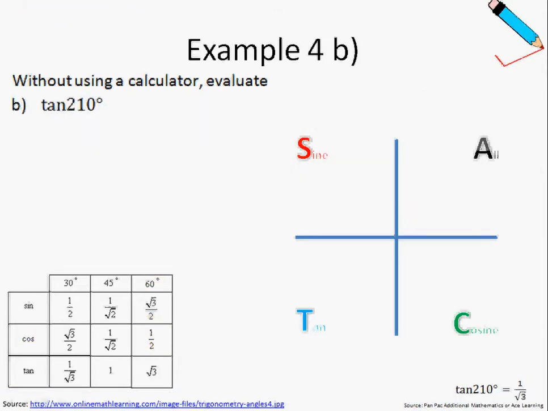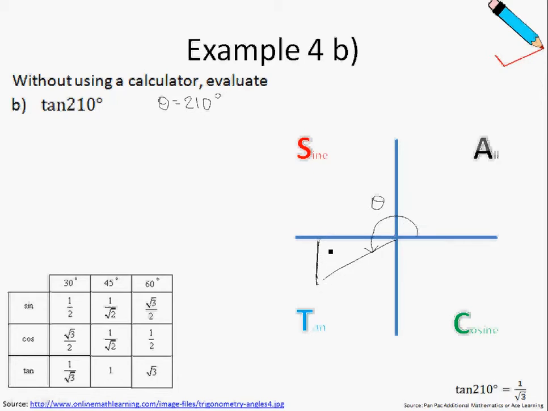Okay, welcome to example 4b. In this question, we're asked to evaluate tangent 210 degrees without using a calculator. So let us first identify that theta is now 210 degrees. So theta is measured in the anti-clockwise direction. So this is 90, 180, and over up to here it will be 210 degrees. So this is 210 degrees.